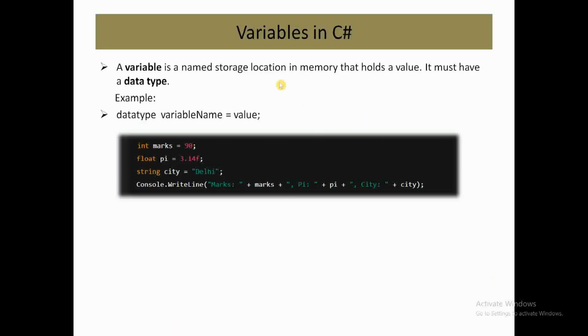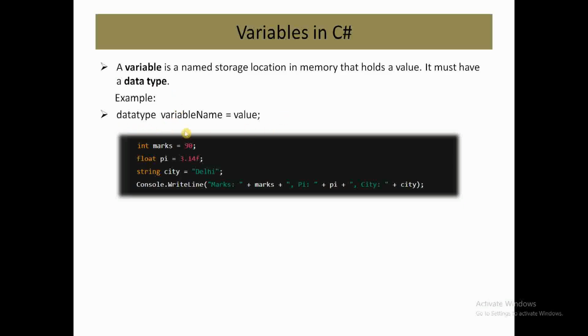Next one is variables in C#. A variable is a named storage location in memory that holds a value. It must have a data type. A variable is like a storage container where we can store some value. This is the main purpose of a variable.